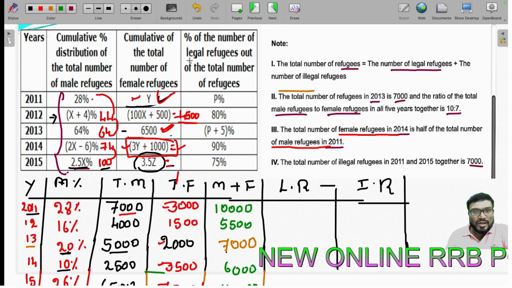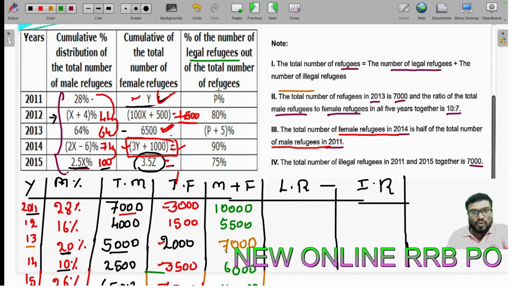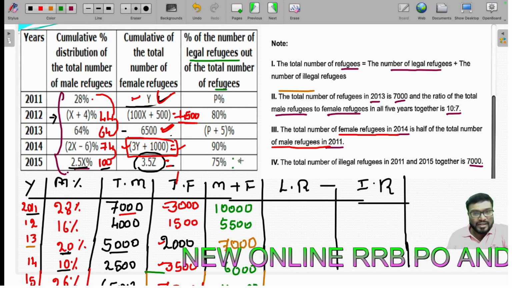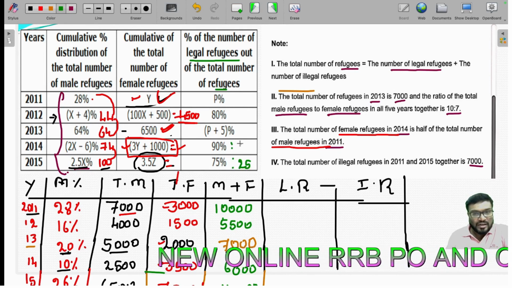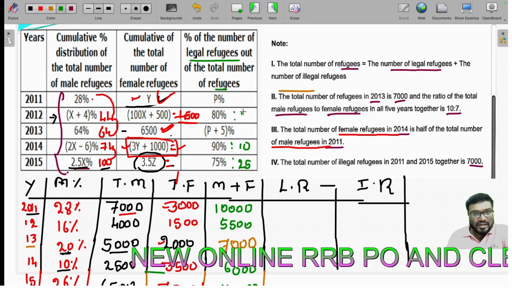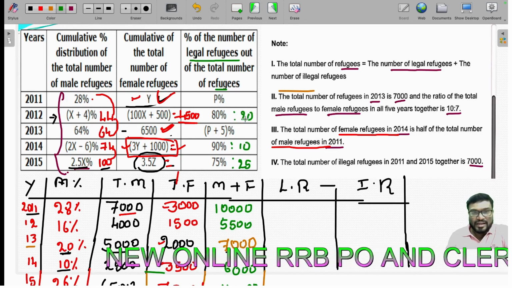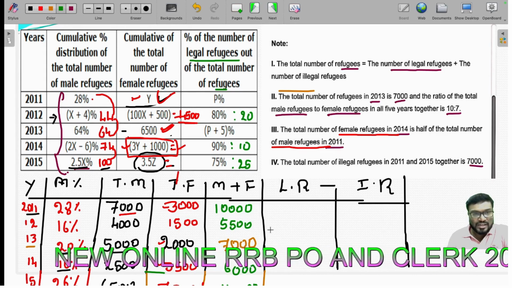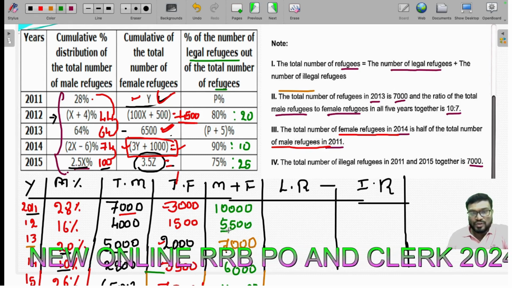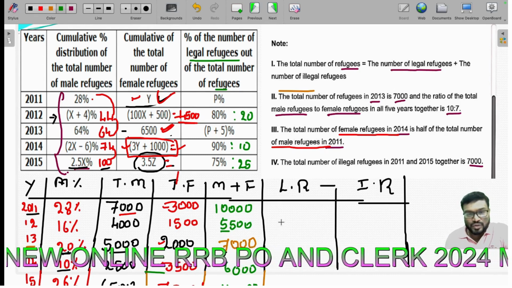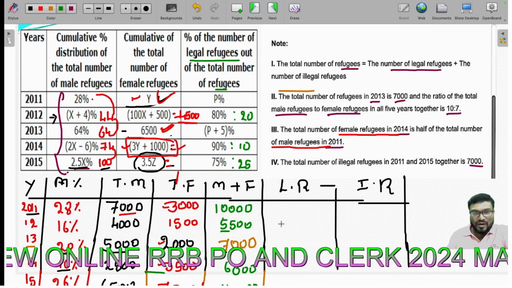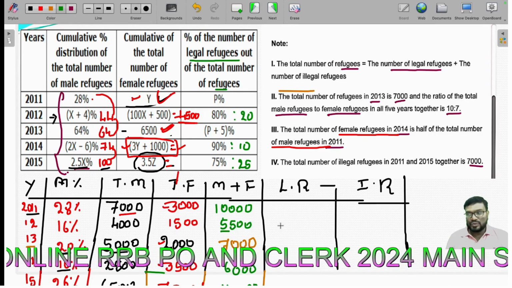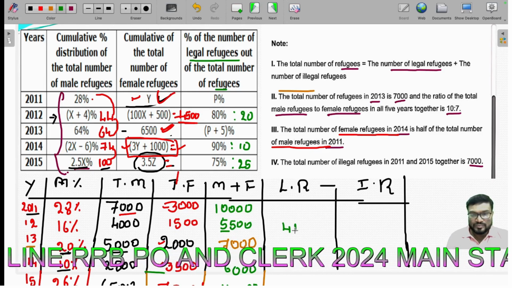Now I have data: percentage of total number of legal refugees out of total number of refugees. It is legal. Then illegal I can write. For example, illegal will be 25% here. Illegal will be 10% here. Illegal will be 20% here. I can find out that 80% of this value. In 2012, 80% of 5,500: 80% of 5,000 will be 4,000, again 500 will be 400. Means 4,400 legal refugees.